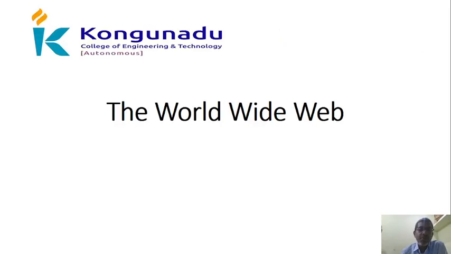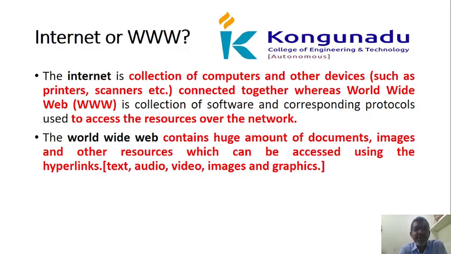So next one is the World Wide Web. Already we discussed it once again. The internet is a collection of computers or other devices such as printers, scanners, routers, whatever it may be, connected together. Whereas the World Wide Web is a collection of software and protocols to access the resources over the network. Simply, we are going to access files through the network, so we need the WWW, the World Wide Web.